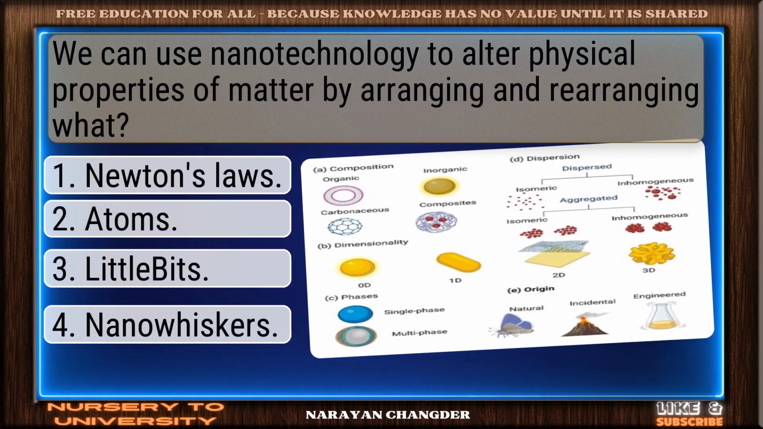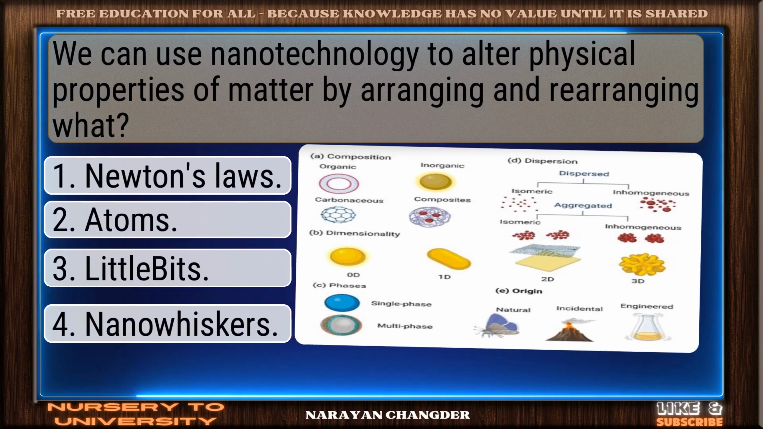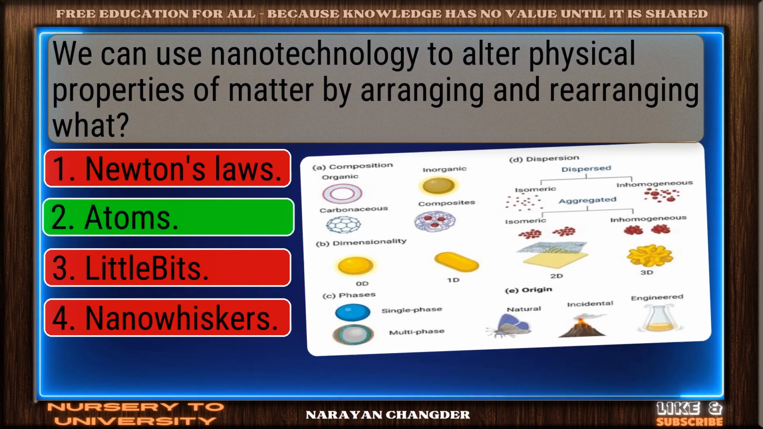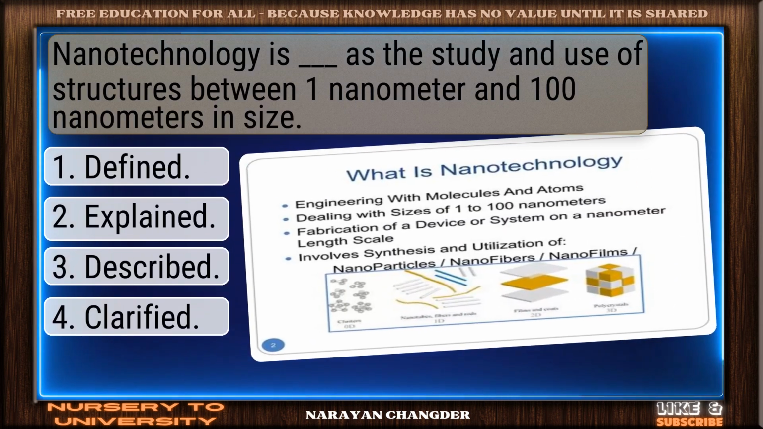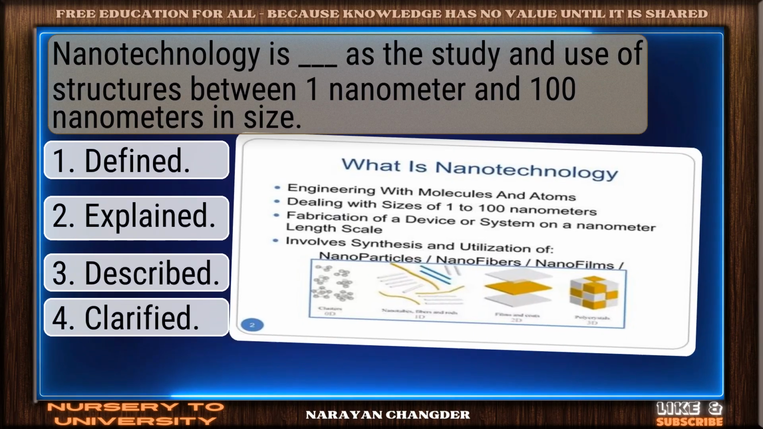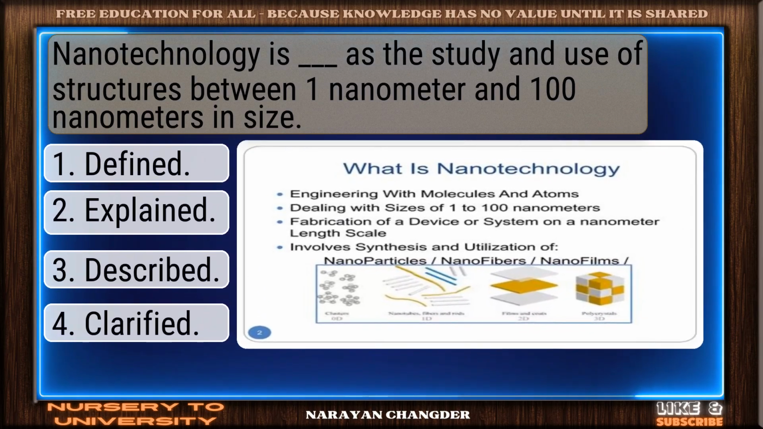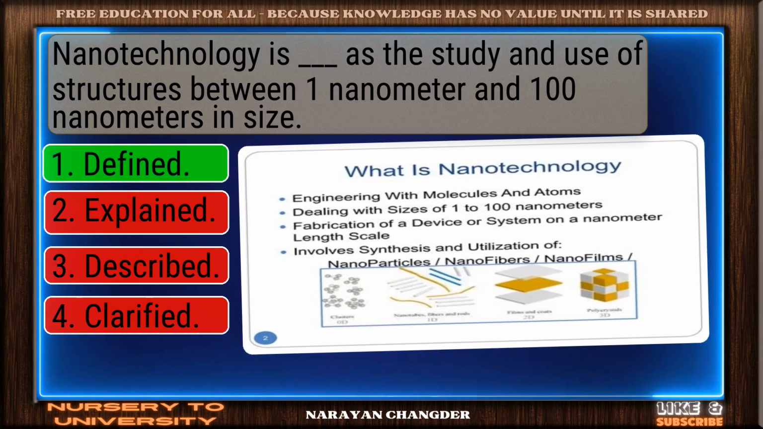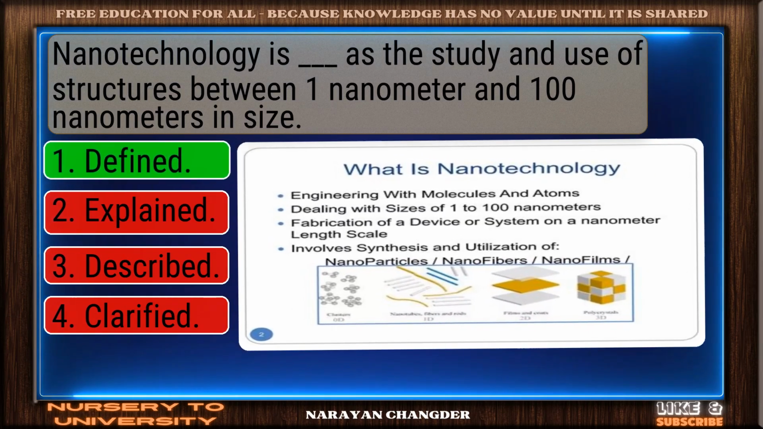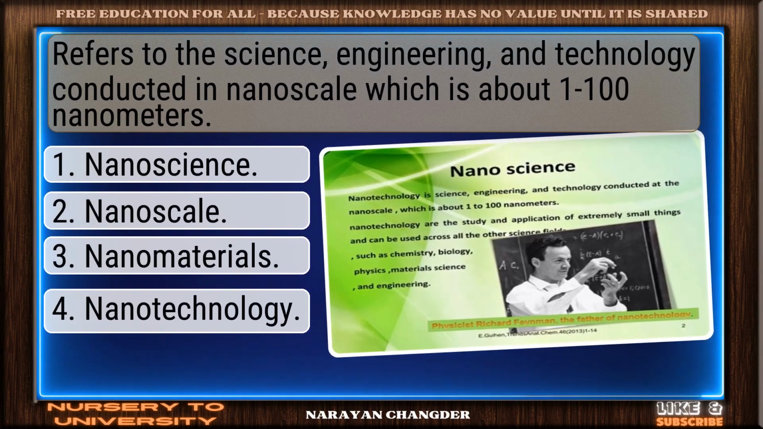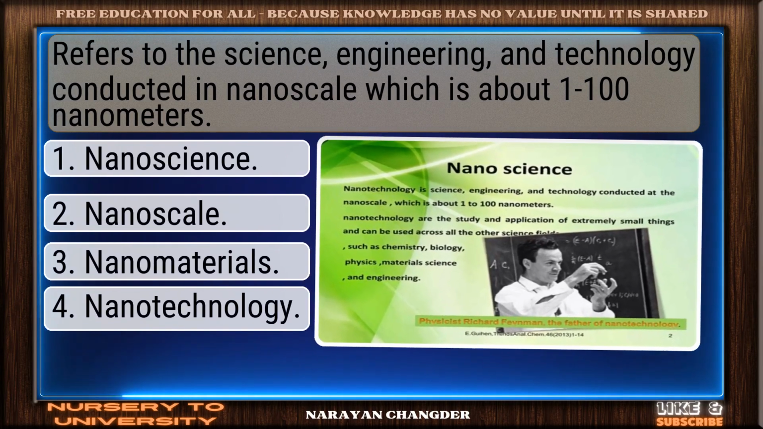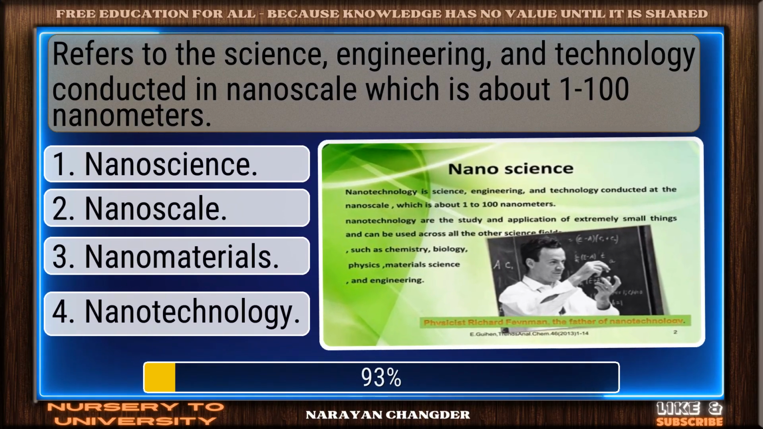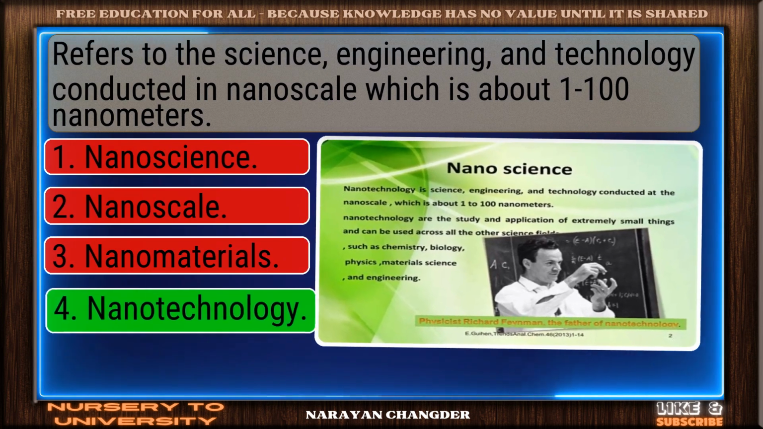We can use nanotechnology to alter physical properties of matter by arranging and rearranging what? Smart move. Atoms is an accurate answer. Nanotechnology is dash as the study and use of structures between 1 nanometer and 100 nanometers in size. Nice selection. Defined is the correct and valid answer. Refers to the science, engineering, and technology conducted in nanoscale, which is about 100 nanometers. Well picked. Nanotechnology is the correct answer.